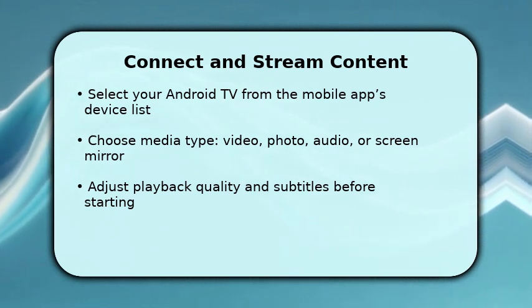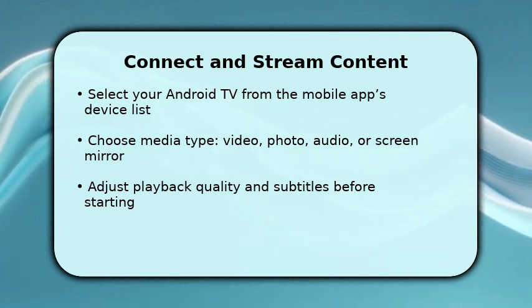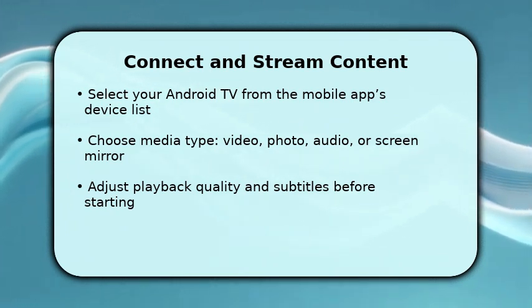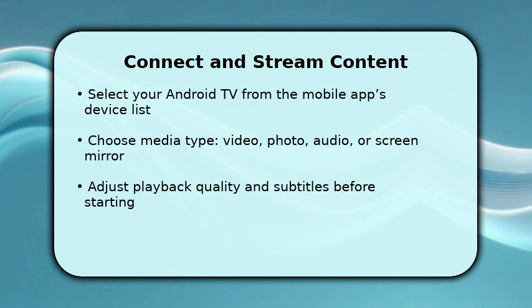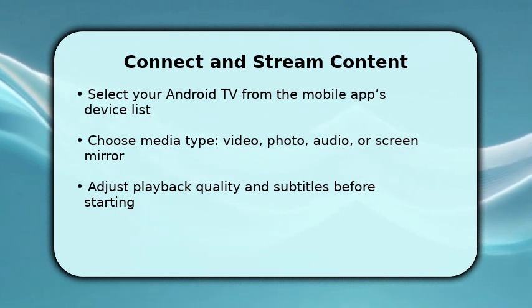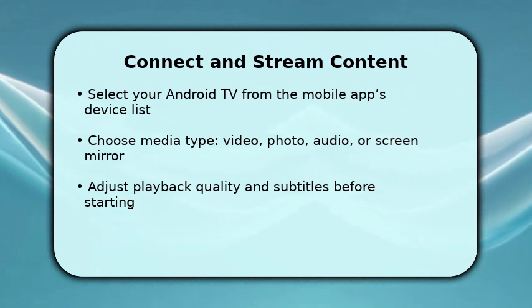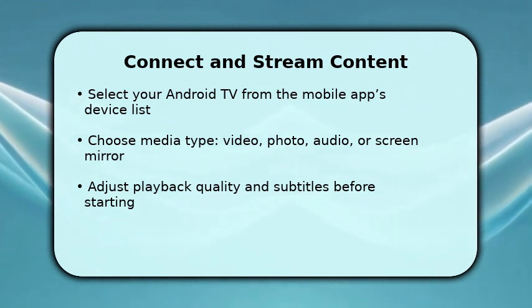Next, pick the content type, video, photo, audio, or full screen mirror, and choose the file or app tab you want to stream. Make sure to set playback quality and subtitles on the mobile interface because the TV will follow those settings. Once you press play, watch the stream buffer briefly. If you notice lag, lower quality or switch bands on your router to stabilize the connection.